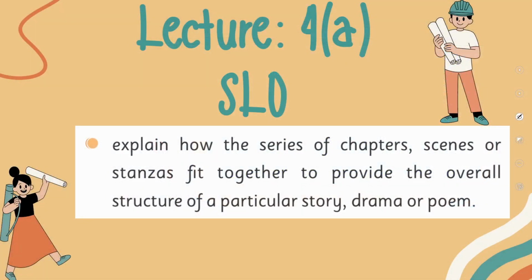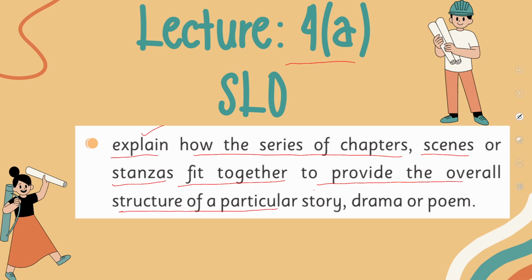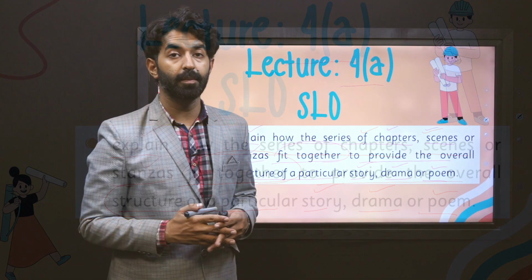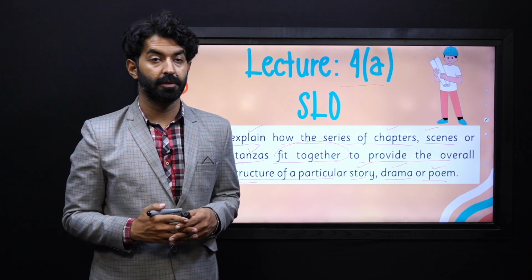For lecture number 4, which is again divided into different parts, with 4A, our SLO is to explain how the series of chapters, scenes, or stanzas fit together to provide the overall structure of a particular story, drama, or poem. So we will be looking at how chapters, scenes, or stanzas fit together to provide the overall structure of a story, drama, or a poem. In this one, we will be learning about the structure.